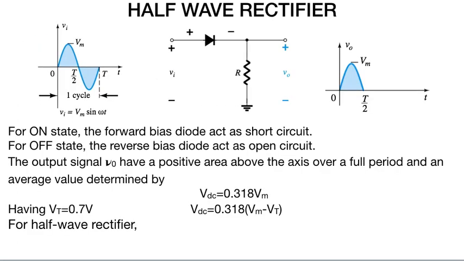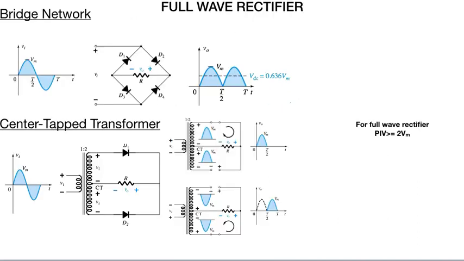Now moving on to the applications of these rectifiers. If this is a normal input signal, a diode and a resistor R connected to the circuit make it a rectifier. This is a half wave rectifier. It is on in forward bias, with the diode as a short circuit, and off in reverse bias. VDC is 0.318 Vm, and with the diode drop, VDC is 0.318 Vm minus Vt. That is for the half wave rectifier.